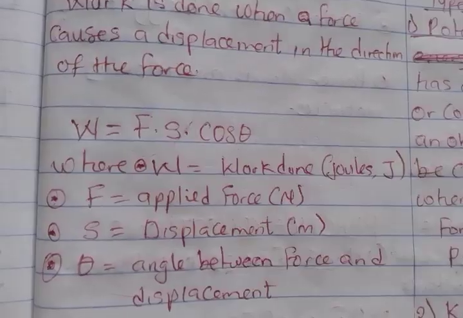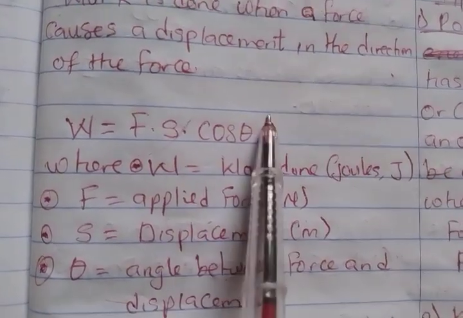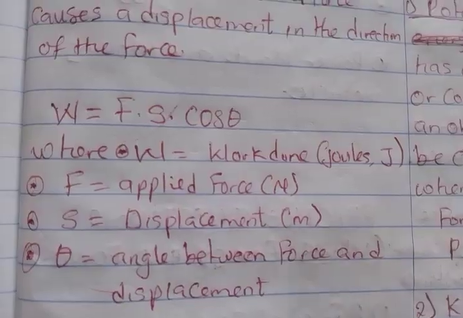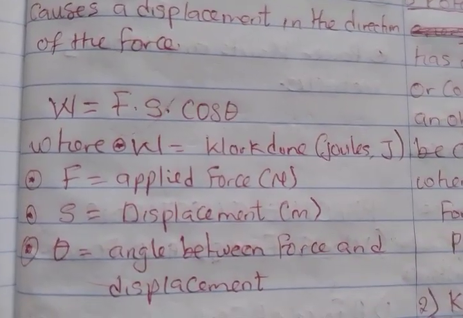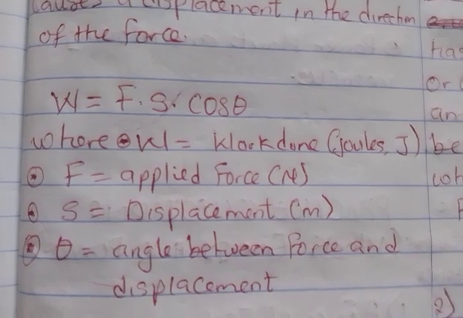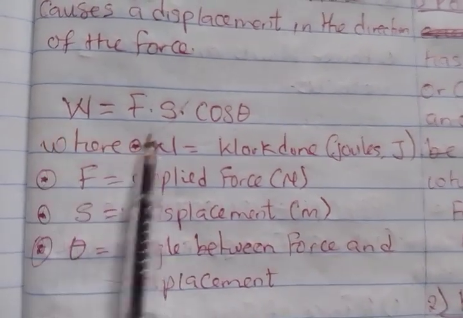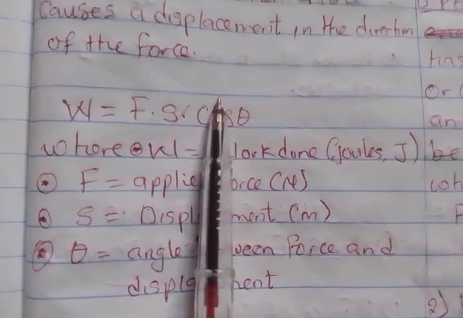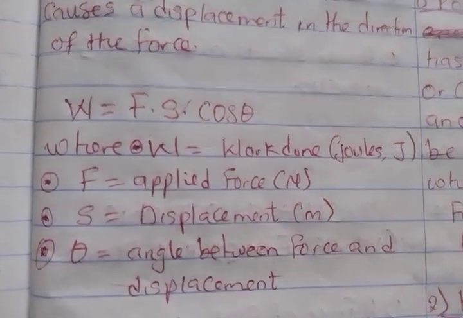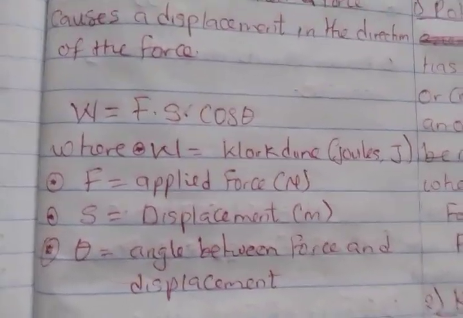So W, which is our work done, equals force times distance times cos theta. This cos theta is there, but we don't usually write it because in the question we are doing, theta is 0. When theta is 0, cos 0 equals 1, so they just say work equals force times distance. But this is part of the formula in case the force acting is at an angle.